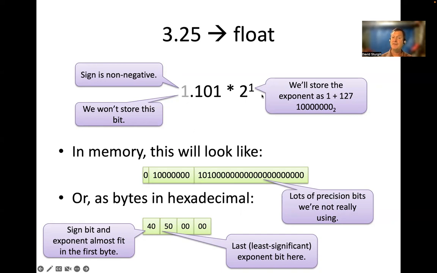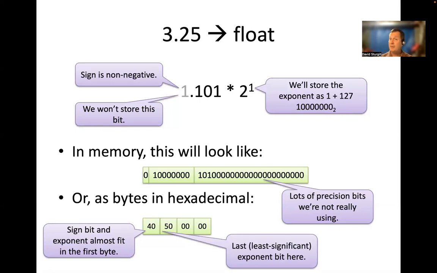For the exponent, well, our exponent is 1, but we're going to store a number that's 127 more than that. So 1 plus 127 is 128. We need to store that as an 8-bit binary number, and that's a nice round 8-bit binary number. That's 1 followed by 7 zeros. So that's what goes into the exponent part. And like we already said, the sign bit is going to be a 0. So that's what 3.25 looks like in IEEE single precision floating point format.